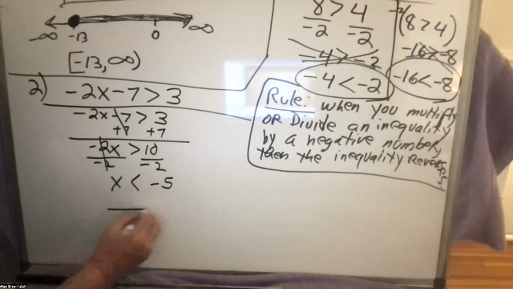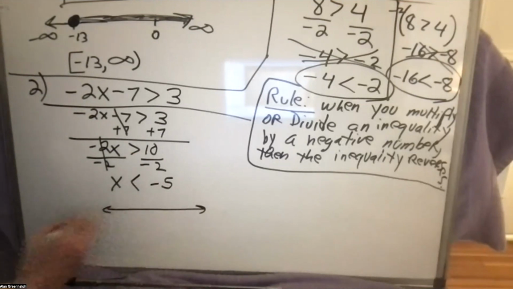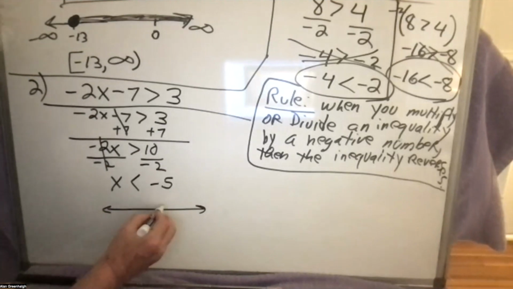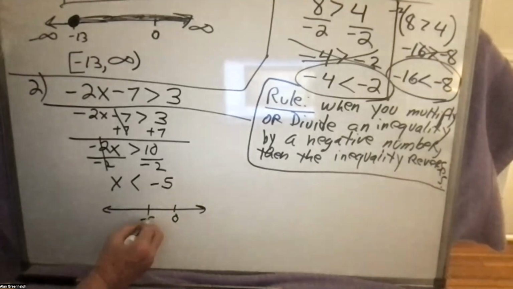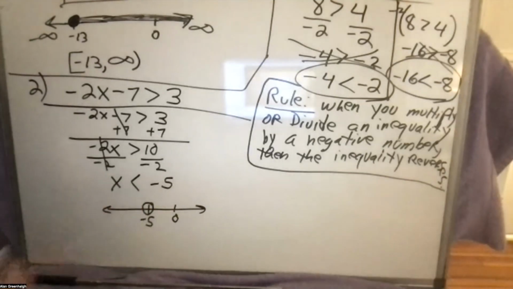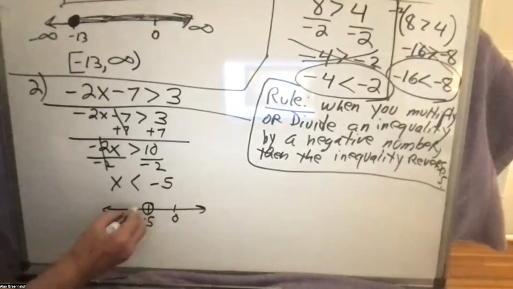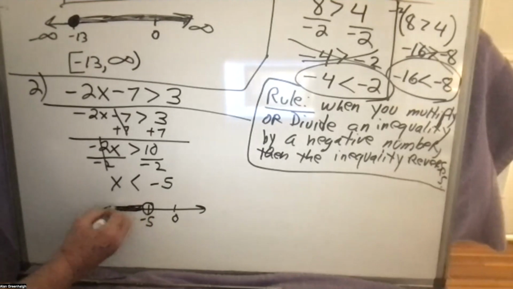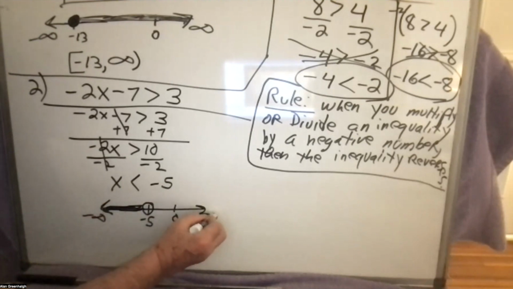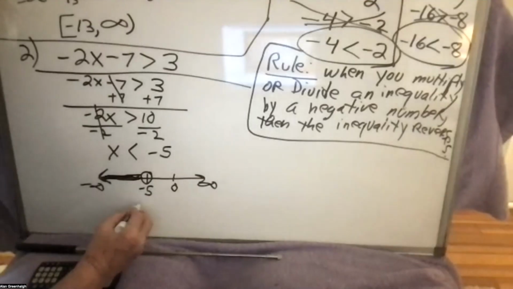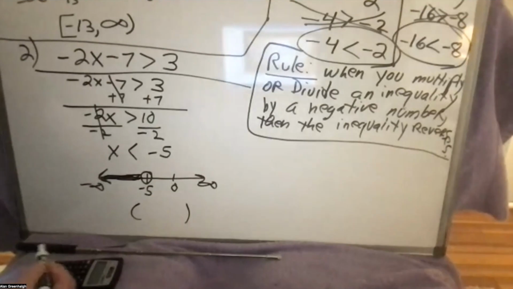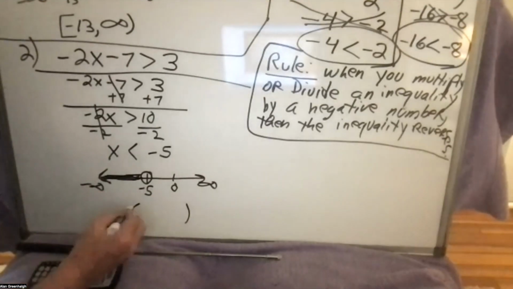And this becomes, now let's see, we're working with a negative 5. Let's put the 0 over there. Let's put the negative 5. Open circle, right? Open circle. Everything in this direction, negative infinity, positive infinity. And in interval notation, that will be, see, I go in order. I'm going in order here.